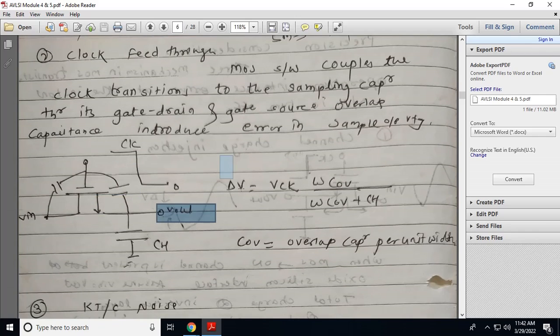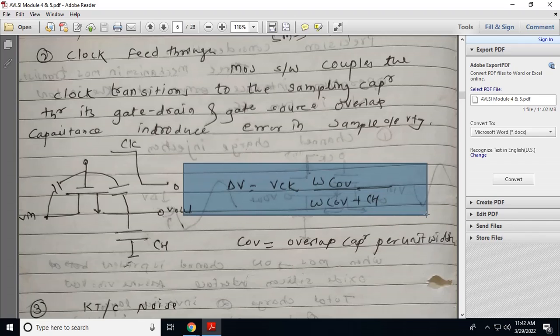That is given by the change in output voltage, which equals the voltage of the clock signal times the width and overlap capacitor per unit width COV, divided by the width times COV, that is the overlap capacitor, plus CH. So this is the change in the output voltage, and we can say this is clock feedthrough. The clock signal is coupled to the input and output side due to the capacitor between two terminals of the transistor, that is, the capacitor between gate and drain and gate and source. It will affect the output voltage, and that is the error in the output voltage.